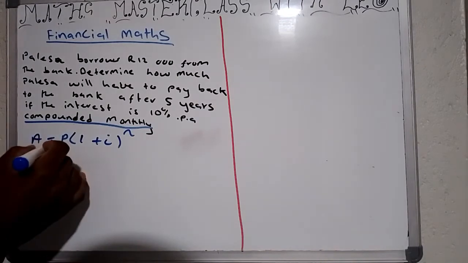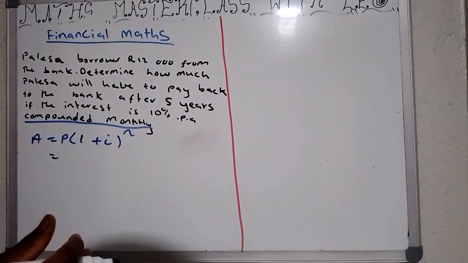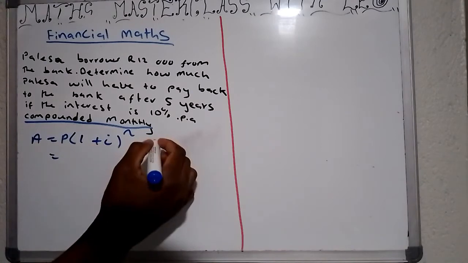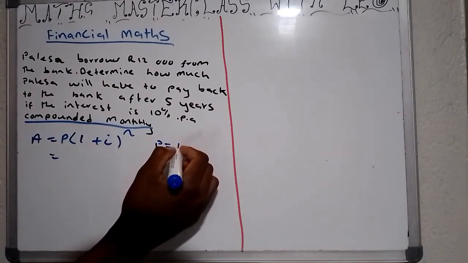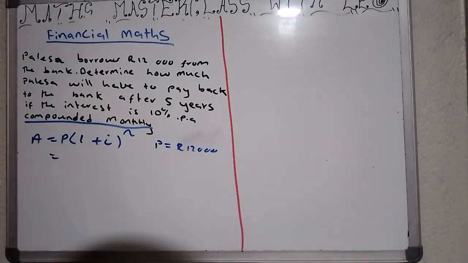So in this case, Palisa borrows 12,000. If you borrow 12,000 right now, the bank will immediately give you the money. That money, you call it the present amount, which is 12,000, right? Because you borrow it today, the bank won't give you next year. You are borrowing it today, they give you today. That is what we call a present amount, right?